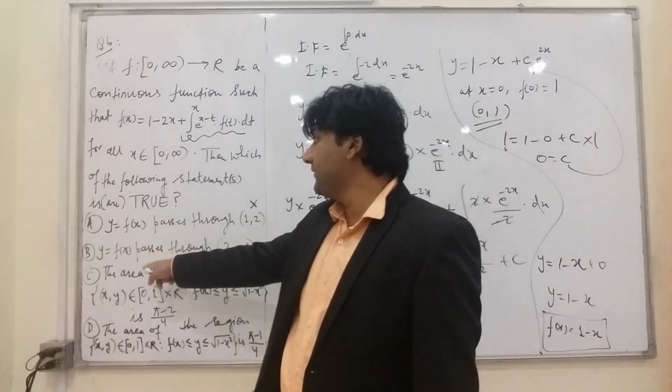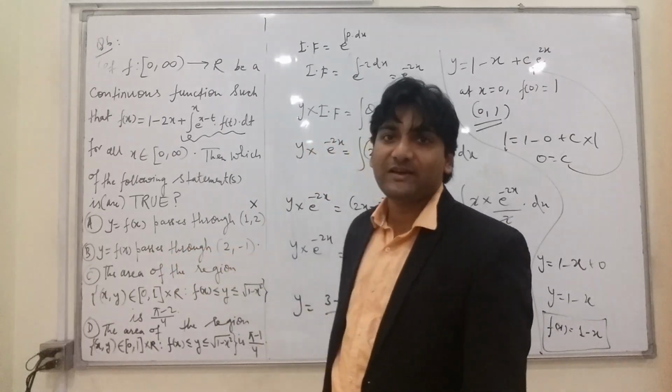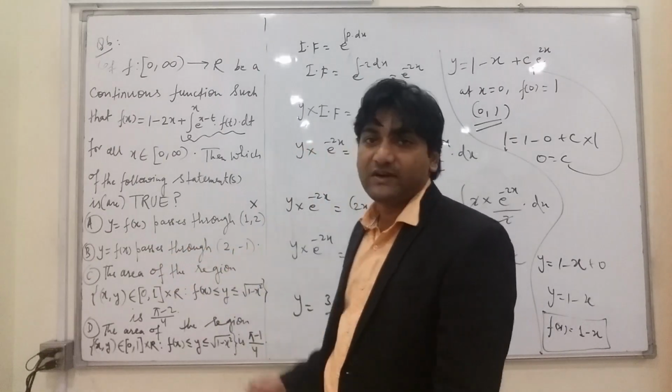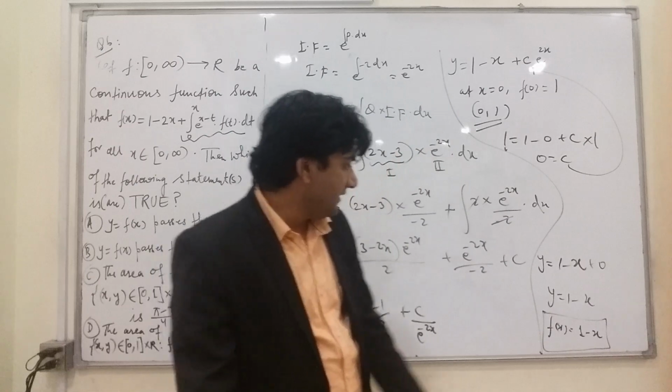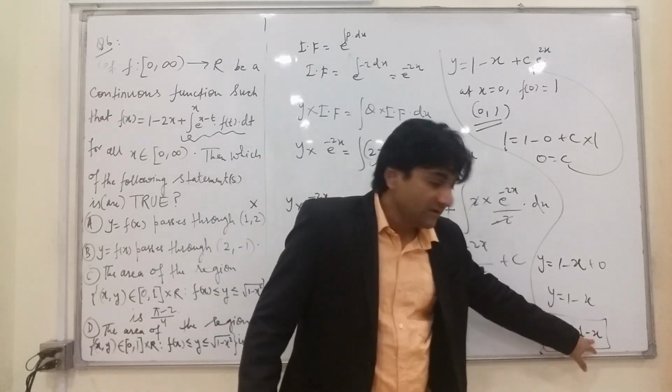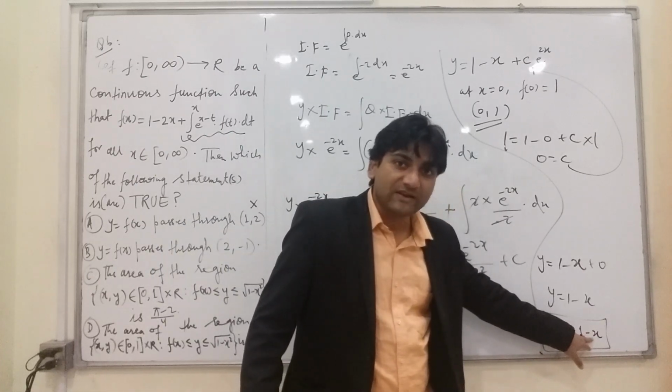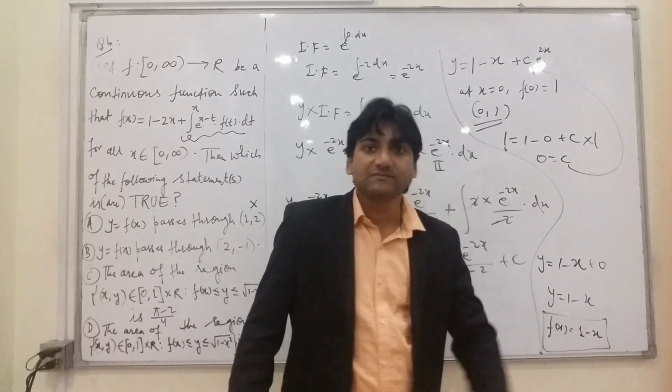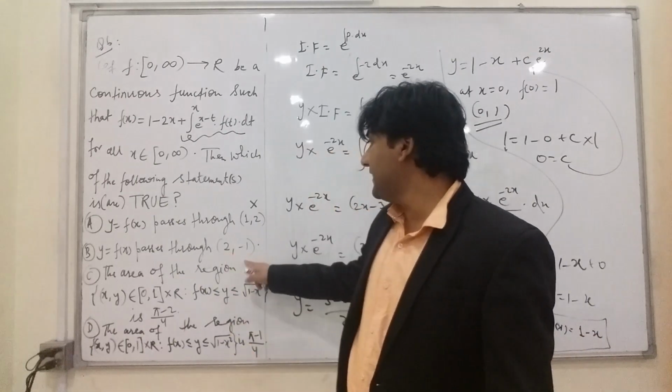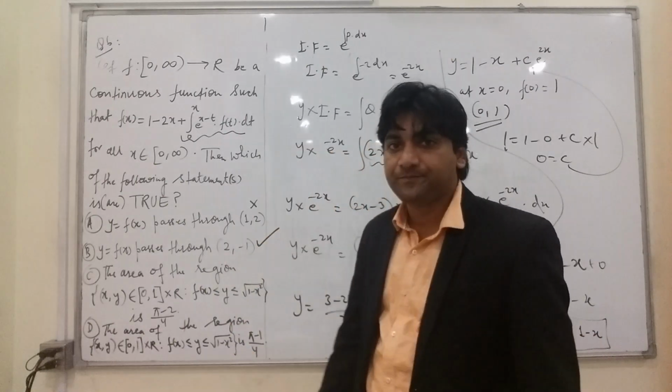Now option B, y equal f(x) passes through (2, -1). Now x is 2, then y is minus 1. Let us understand. If you put x equals 2 here, then 1 minus 2 is minus 1. So x is 2, then y is minus 1. It means option B is right.